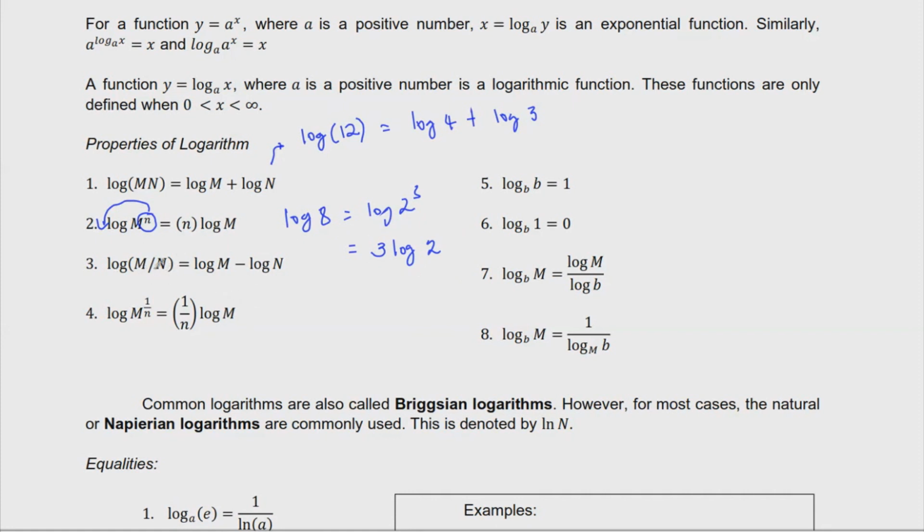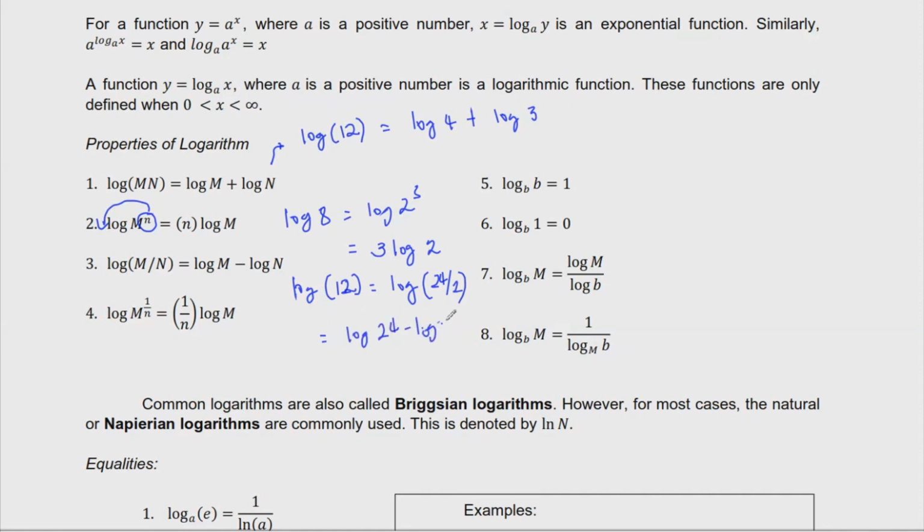Now for the third, we have log of m over n, and it says here that you can take the difference between these two, the numerator being the first one and the denominator being the second. So if I have, for example, log of 12 again, we know that this 12 can be expressed as, let's say, 24 over 2. So I can now express this as log of 24 minus log of 2.